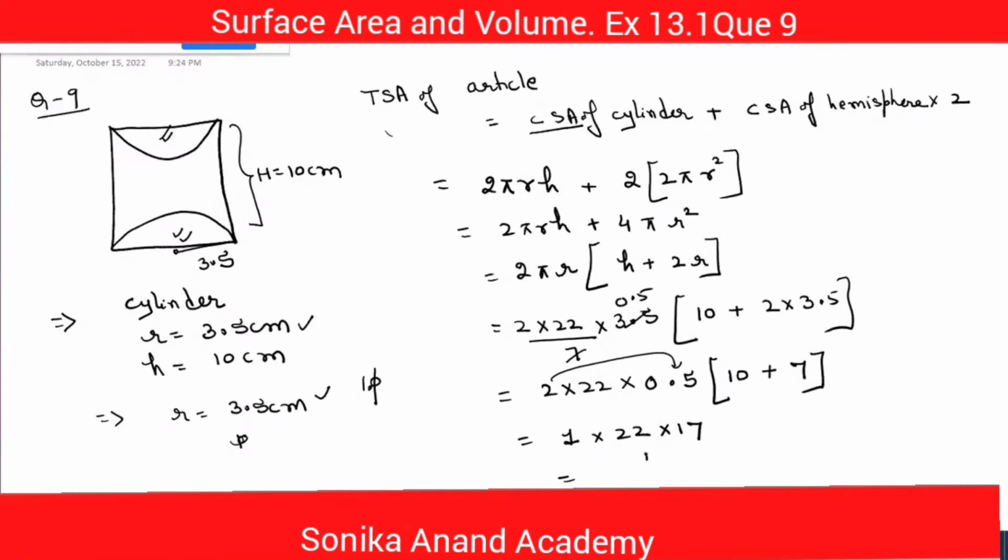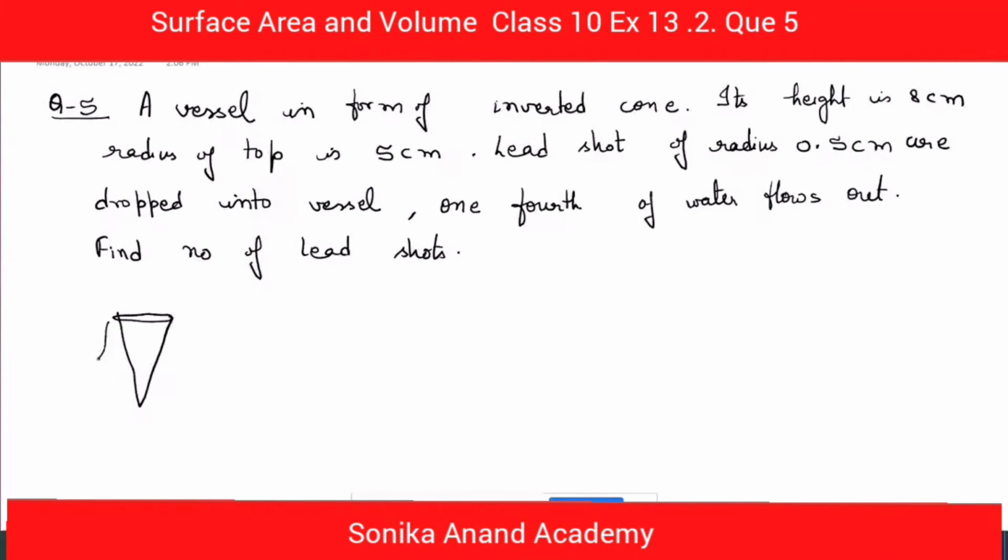17 to the 34, 17 to the 34 and 3, 37. It is curved surface area, so it is centimeter square. Now its height is 8 centimeter and its radius is 5 centimeter. Now it is filled with water, and now I drop the lead shots in it.